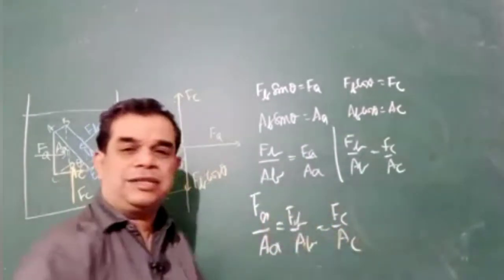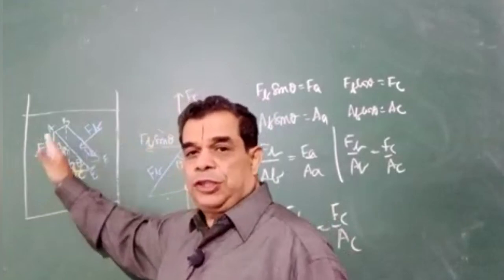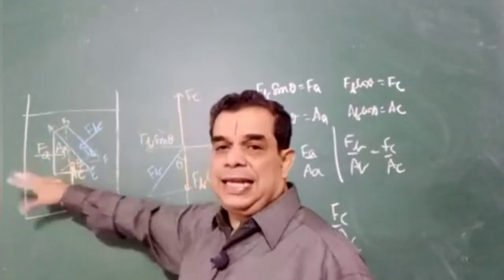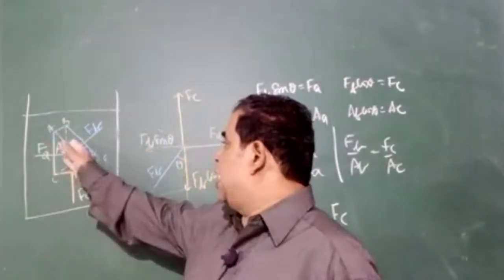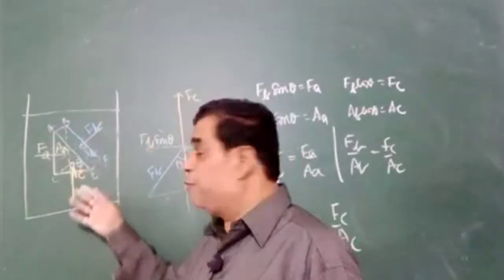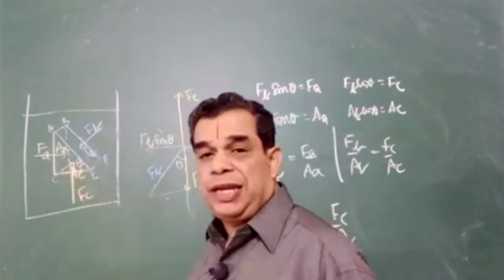What are all these things? FA by AA, from this side pressure, force per unit area. Force is FA on this side, area is AA, force by area is pressure on this surface ABCD. And FB by AB is pressure on ABFE. And FC by AC is pressure on CDFE.